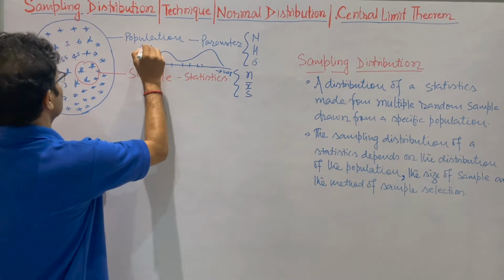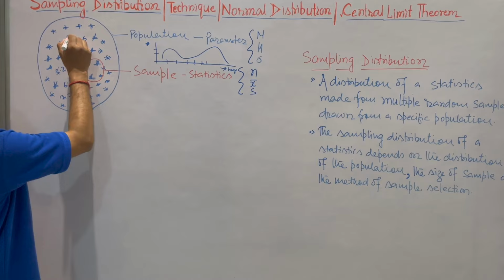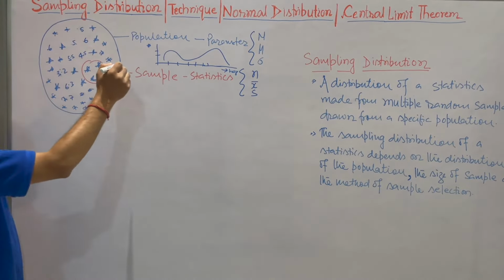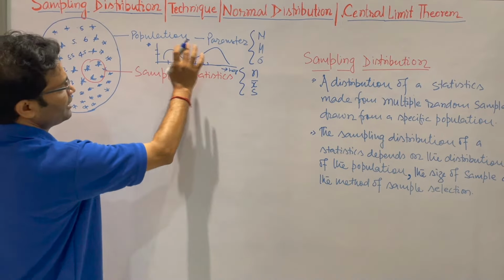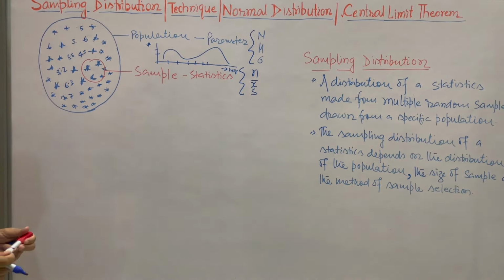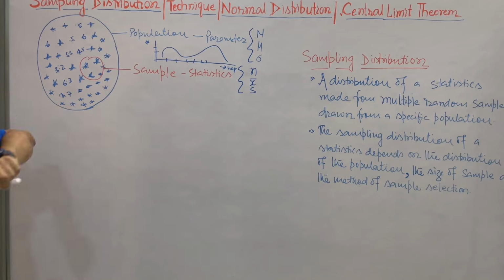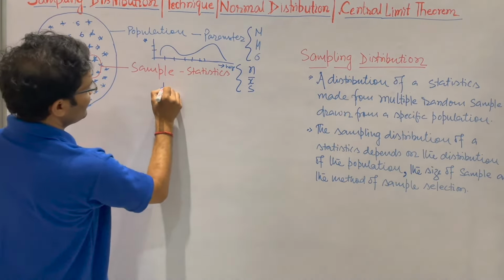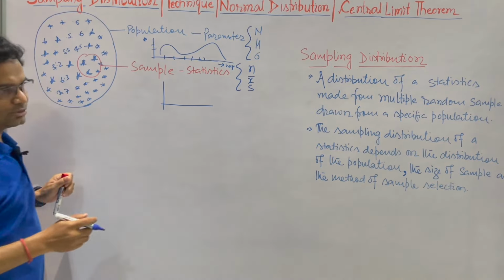Suppose this is a 5.5, this is the 5, this is the 6. So how many times 5 came, how many times 6 came. If you make this, you can get this kind of distribution of the height in the population, right? The same thing if I take the sample, and you make the same distribution for the sample.